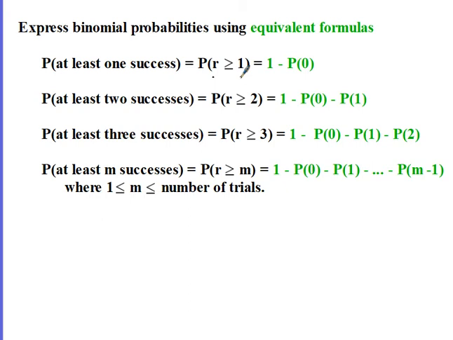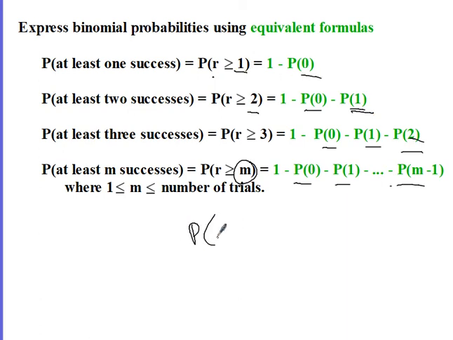To find at least 2 successes, it's going to be 1 minus the probability of 0 and 1. At least 3 successes, it's going to be 1 minus the probability of 0, 1, and 2. I guess what I'm trying to get at is the pattern is whatever this number is, you're going to subtract that many possibilities up until 1 less than that. So here it was at least 3, so I worked my way to 2. It was at least 2, so I worked my way to 1. It was 1, so I worked my way to 0.